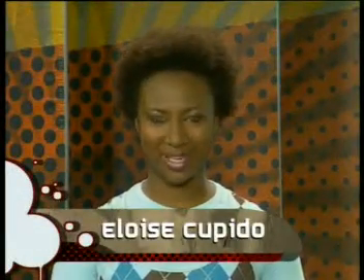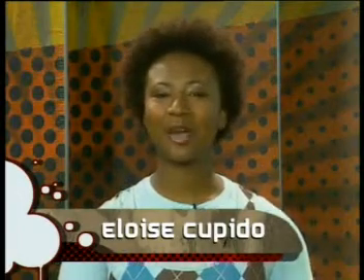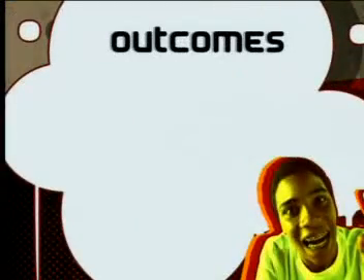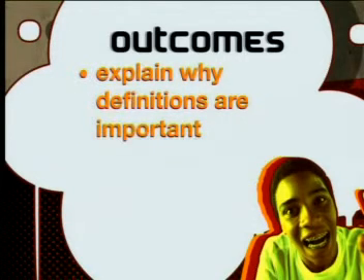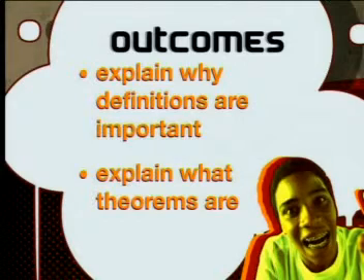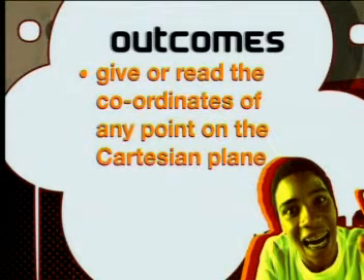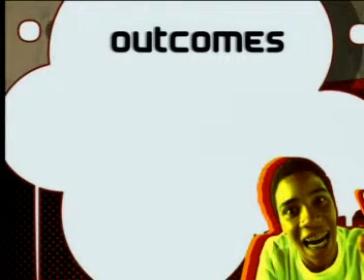Welcome to the second lesson on investigating geometry. I'm Eloise, and today we're going to concentrate on the maths tools needed to make conjectures and prove or disprove them. By the end of this lesson, you should be able to explain why definitions are important, what theorems are, give or read the coordinates of any point on the Cartesian plane, and recognize and describe reflective symmetry and translation.